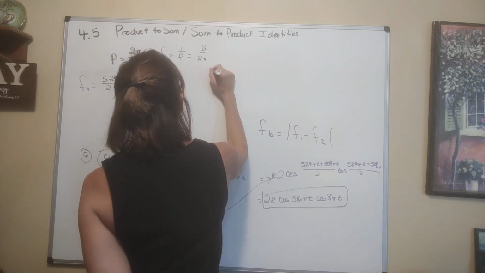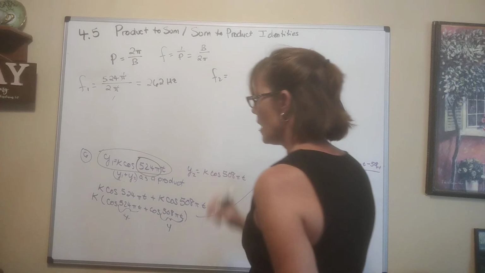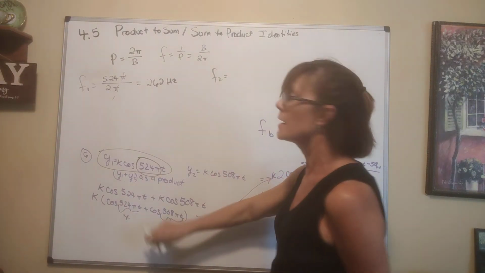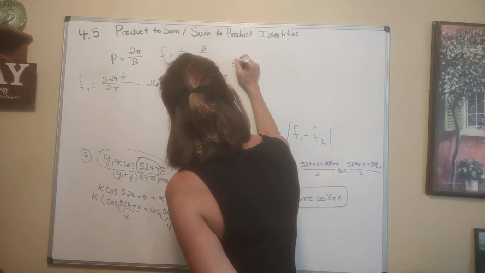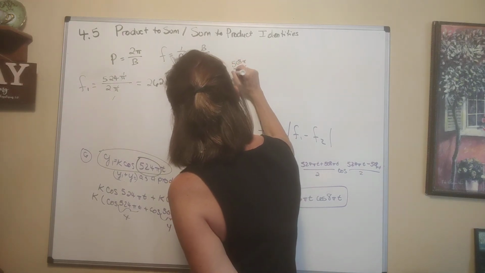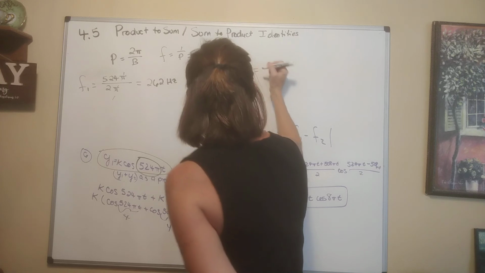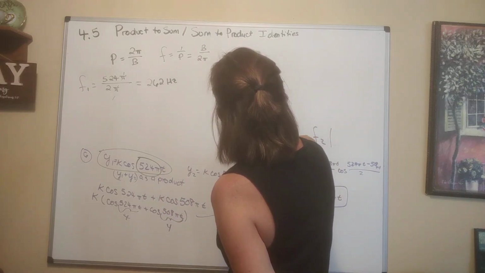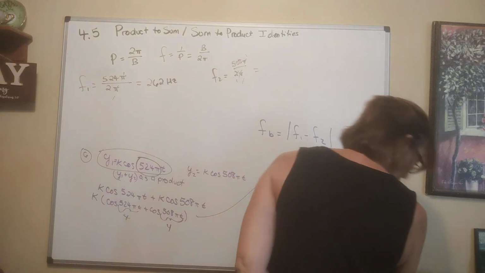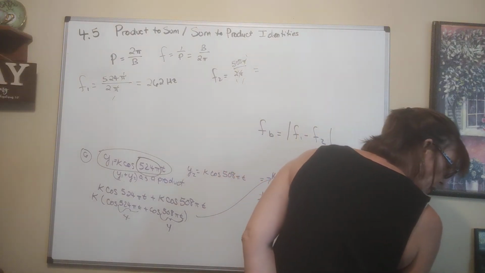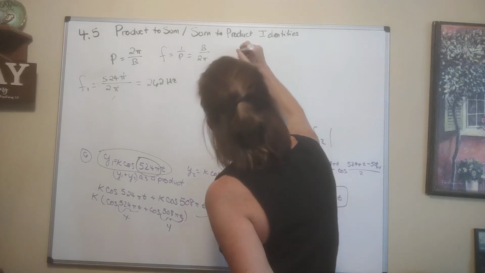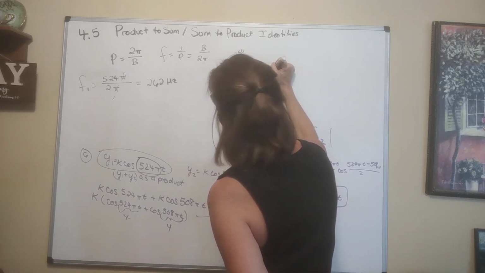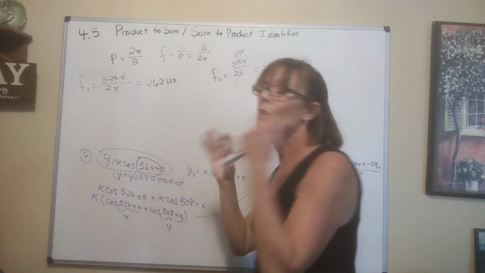That's F1. Let's do the same thing for F2. The second frequency is going to be b, which is 508 pi, divided by 2 pi. The pi's cancel, and 2 goes into 508. That is 254, I believe. Yes, 254. So this is 254 hertz.